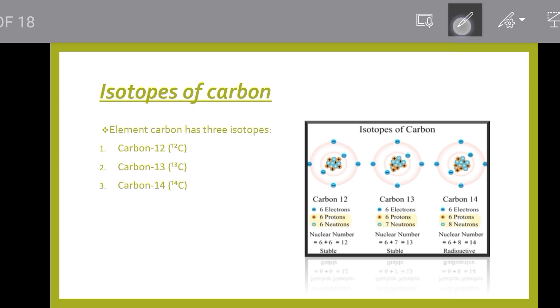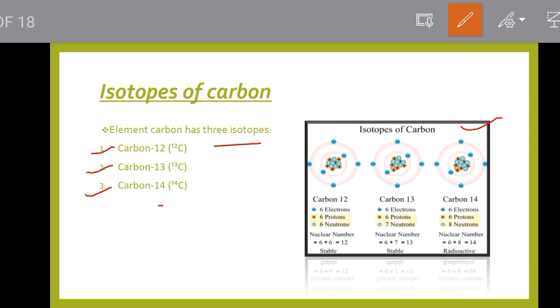Next is the isotopes of carbon. Carbon also has 3 isotopes that are named carbon 12, carbon 13, and carbon 14. And these are their atomic masses. Carbon 12 means it has 12 atomic mass, carbon 13 has 13 atomic mass, and carbon 14 has 14 atomic mass. And here is the diagram for the isotopes of carbon.